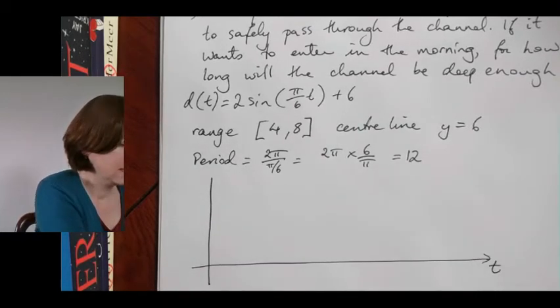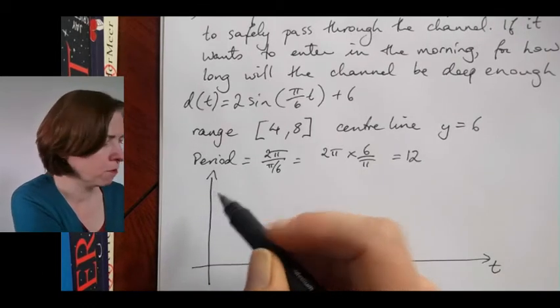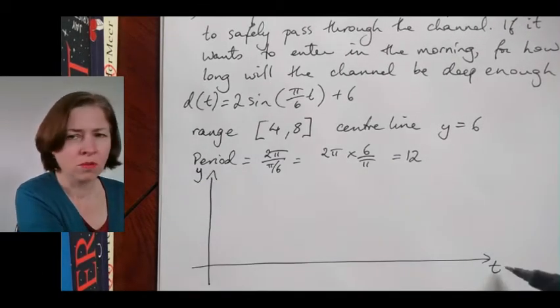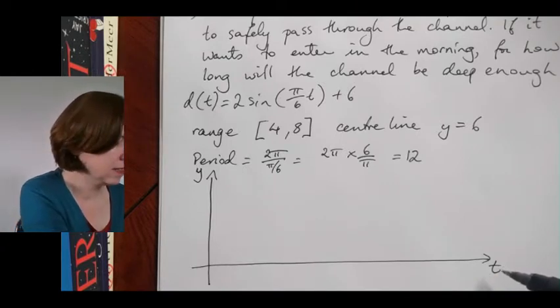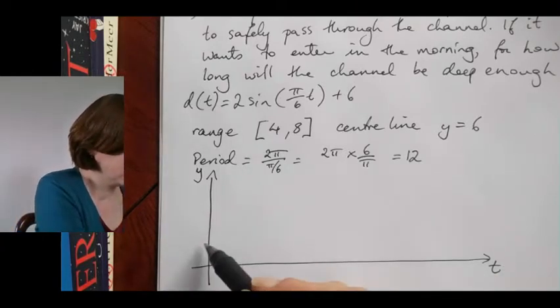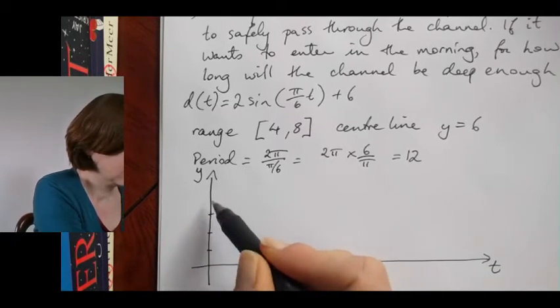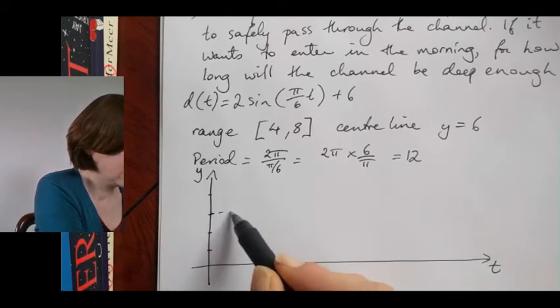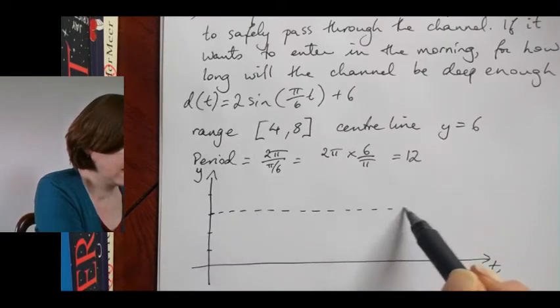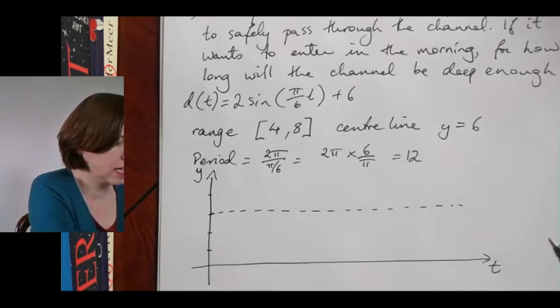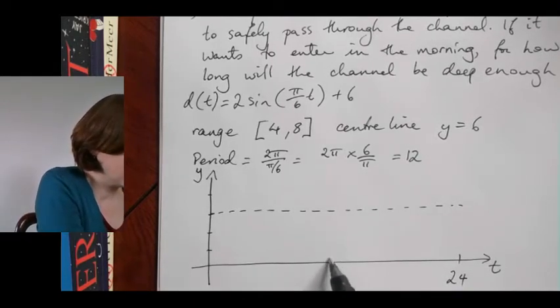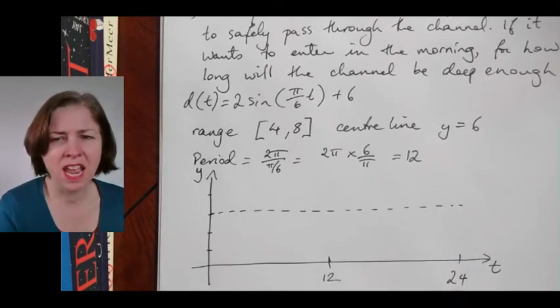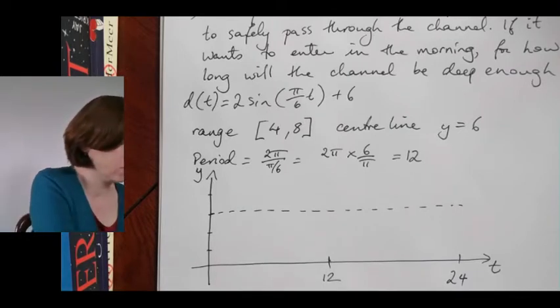There's t. Take a moment to be really careful that you don't put the wrong variable down here. It's not x, it's t. And then I'm going to have 2, 4, 6, 8. So there's my midline at 6, which I always just jot down. Then I'm going to divide this up. There's 24, cut it in half to get 12. And then every period I'm going to cut into 4 pieces.